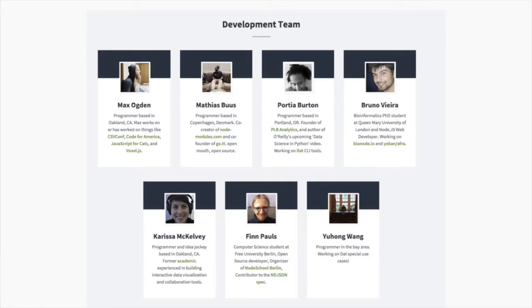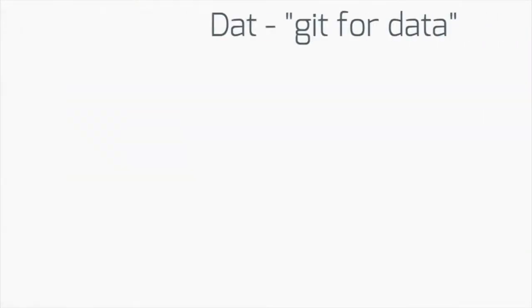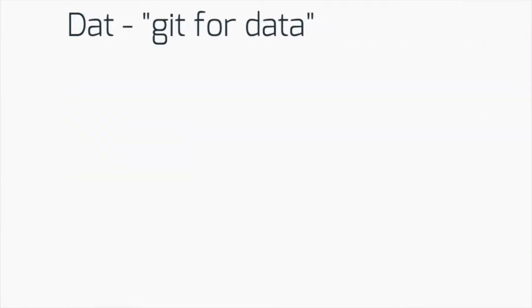This is the current team. So Max Ogden was the founder of Dat, and he and Mathias are the core developers. Portia is working on doing some integration with Python. I'm the bioinformatician on the team. There's Karissa doing work on the registry for that repository. Finn is the intern and is working a little bit on everything, as Juan is also working on special use cases. So Dat is trying to be the Git for data.